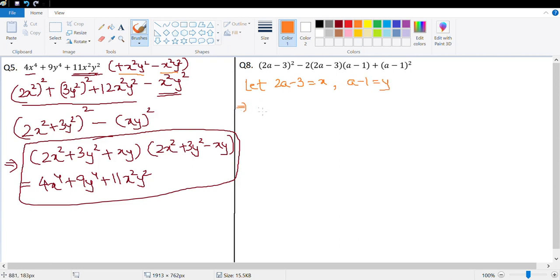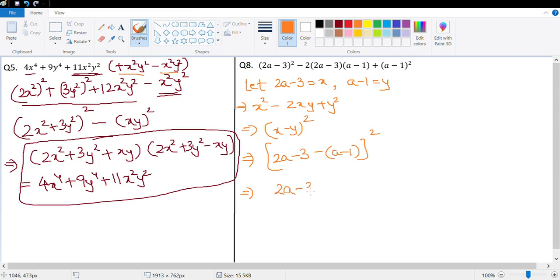So what we are left with is x square minus 2xy plus y square. That's very simple. What we now have is (x minus y) the whole square. Now substituting x equal to 2a minus 3 and y equal to a minus 1, that's our answer: (2a minus 3 minus (a minus 1)) the whole square. Let's open the bracket inside. So this is (2a minus 3 minus a plus 1) the whole square. This is 2a minus a, that's a, negative 3 plus 1, that's negative 2, whole square.